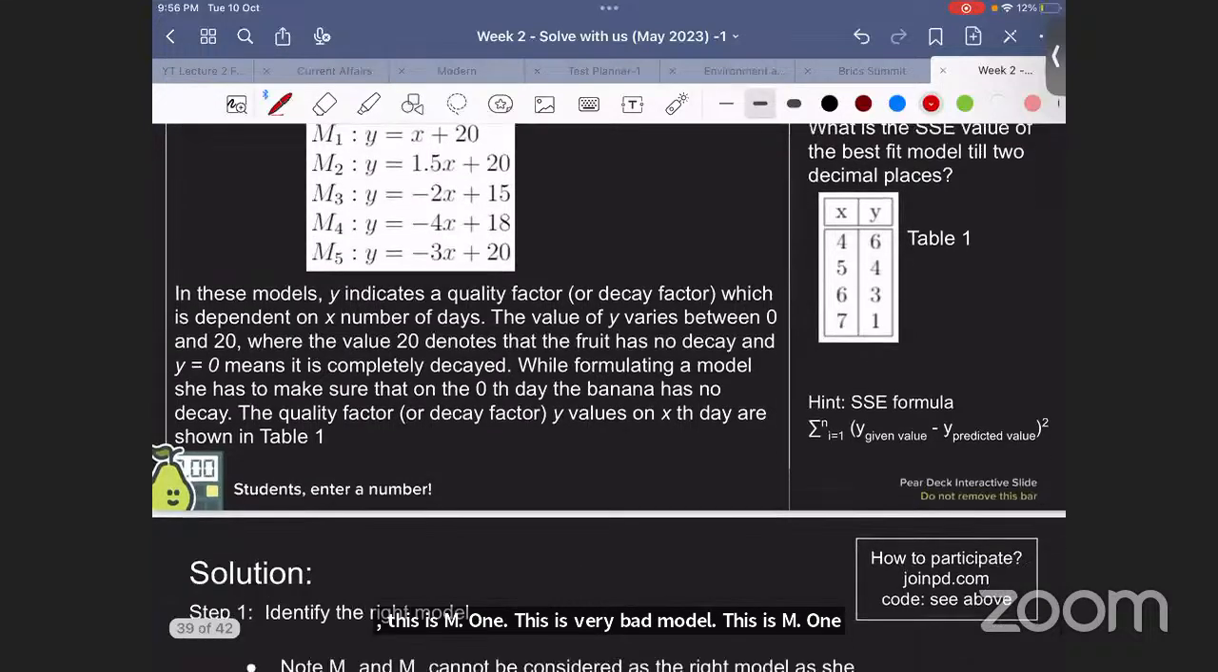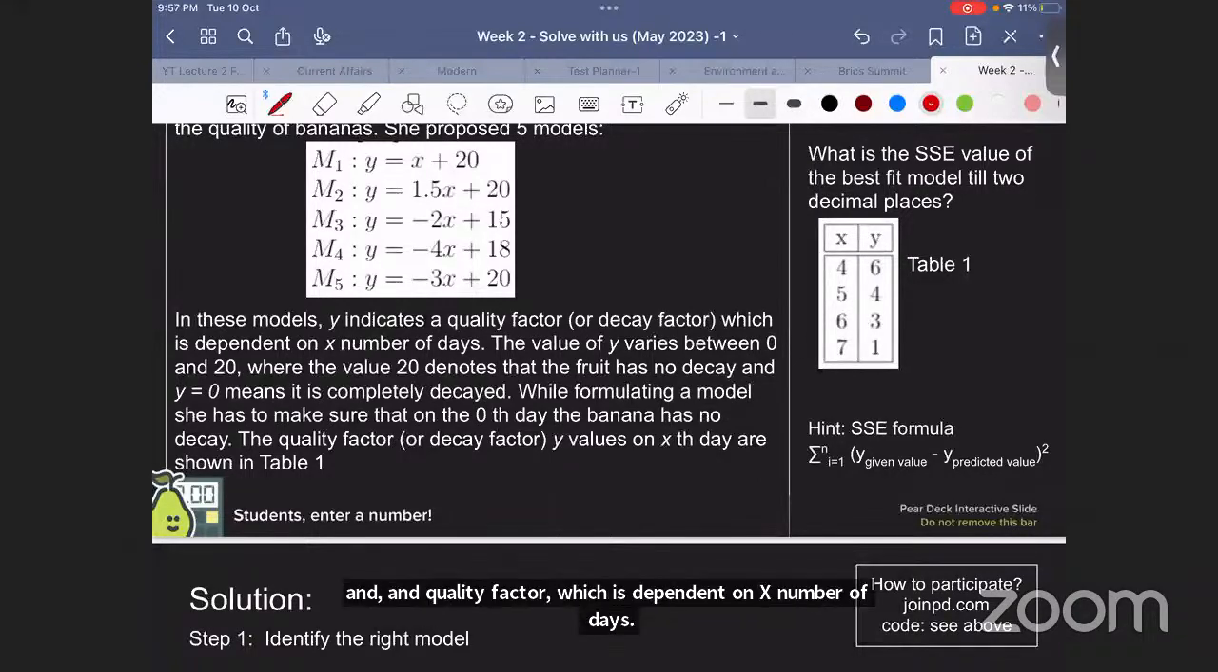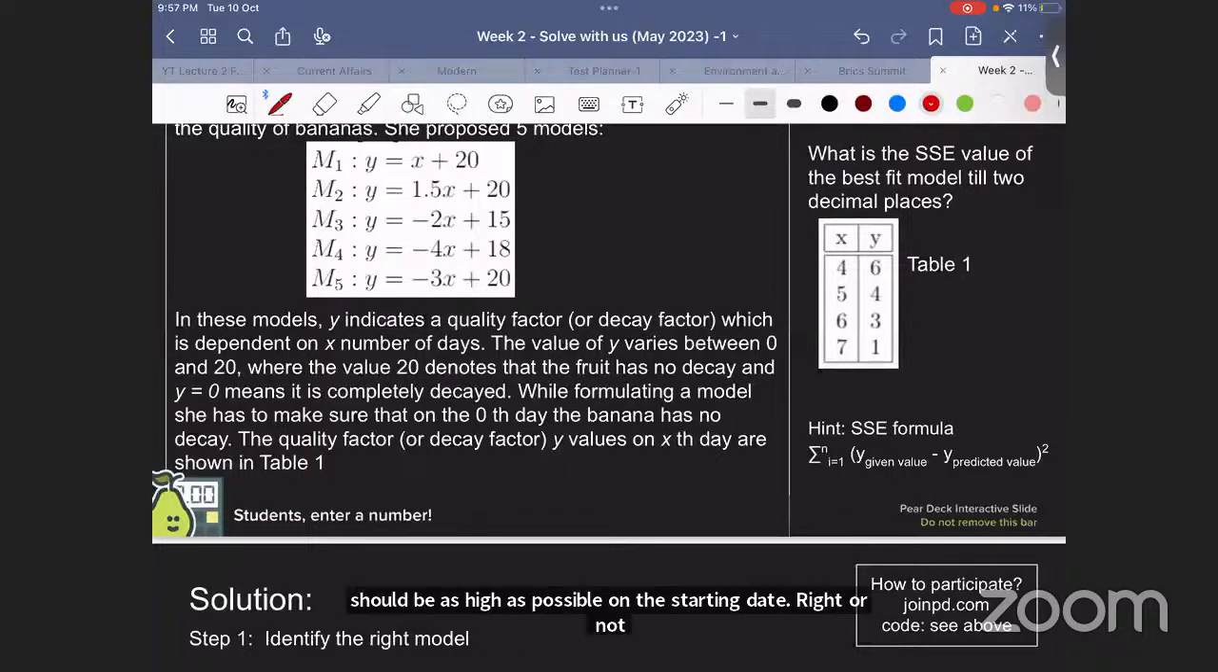Okay, M3 and M4. Now read it carefully. In this model, Y indicates a quality factor which is dependent on X, the number of days. As the number of days increases, the quality will decline. The value of Y will vary from 0 to 20. On the 0th day, the quality should be best, so the Y value should be 20. It should be as high as possible on the starting day, right? Yes, sir.